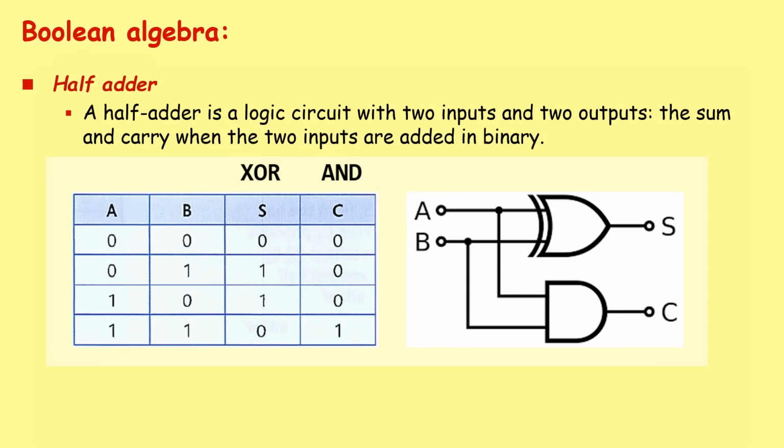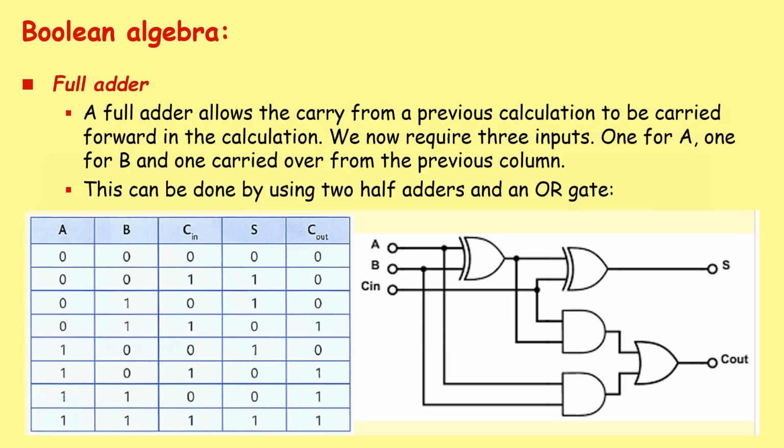A half adder is a logic circuit with two inputs and two outputs, the sum and the carry, where two inputs are added in binary. So you have to be able to recognize this. You need to know the truth table. You need to know the logic gates, etc. We put these together, we can get a full adder. A full adder allows the carry from a previous calculation to be carried forward in the calculation. We now require three inputs, one for A, one for B, and one carried over from the previous column. This can be done by using two half adders and an OR gate.